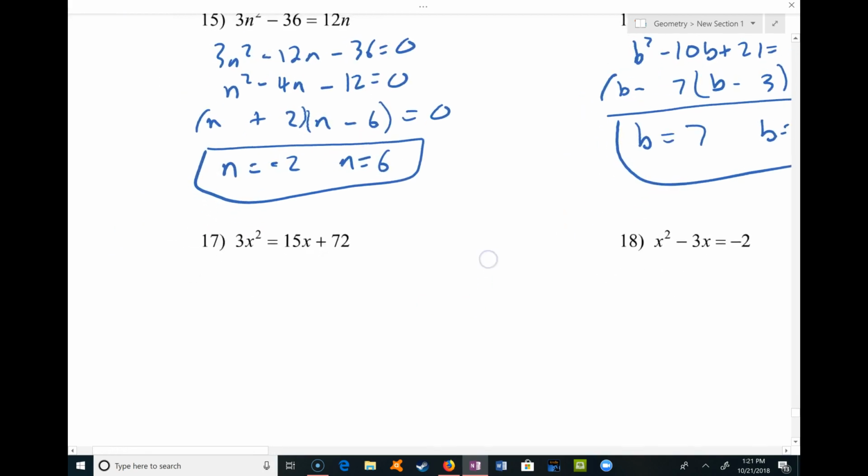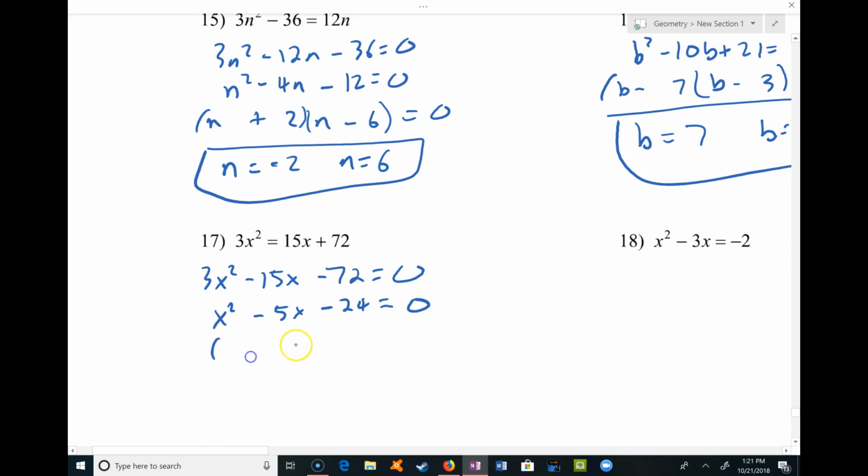Okay. Get everything on the same side. 3x squared minus 15x minus 72 is equal to 0. So I can divide everything by 3. So that'd be x squared minus 5x minus 24 equals 0. Because 0 divided by 3 is 0.